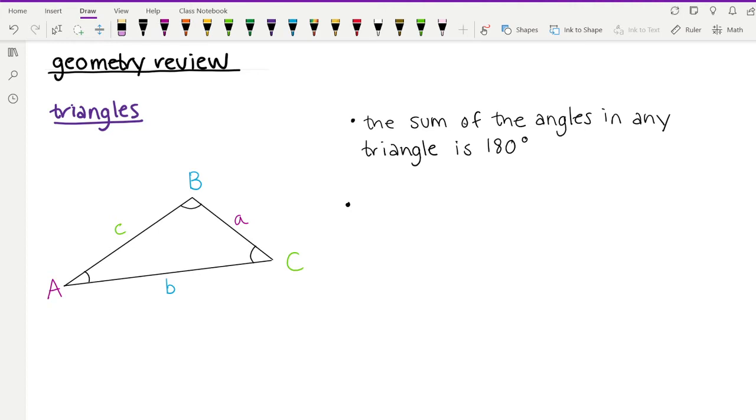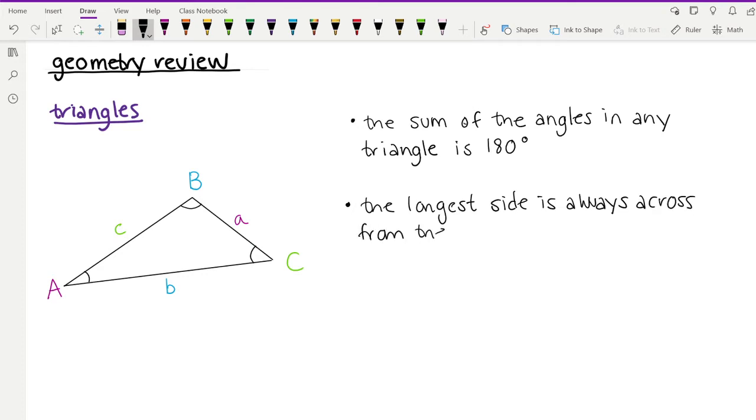And then similarly, angle A looks like it's the smallest angle, and then side A is the smallest side. And so in general, it's always going to be true that the longest side is always across from the largest angle. And the shortest side is always across from the smallest angle.